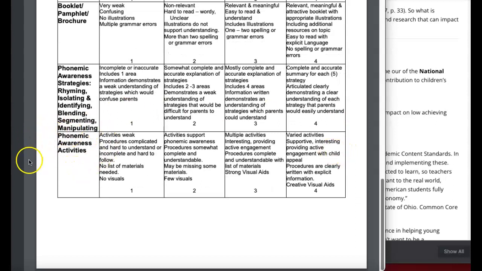Phonemic awareness activities. Do you have varied activities? And remember, these are activities that can be done in the dark. They do not involve letters of any kind. It's all about sound.